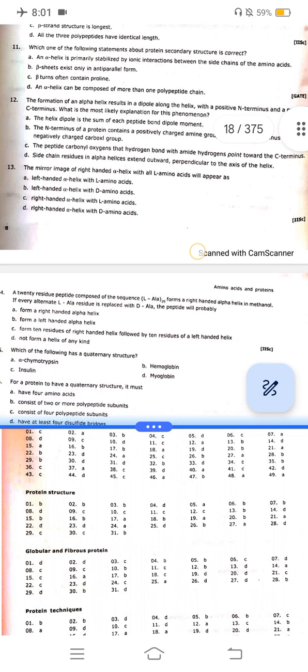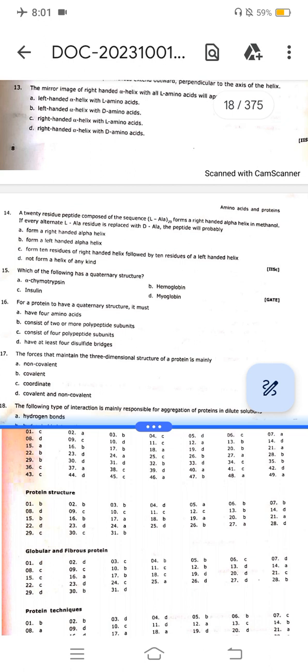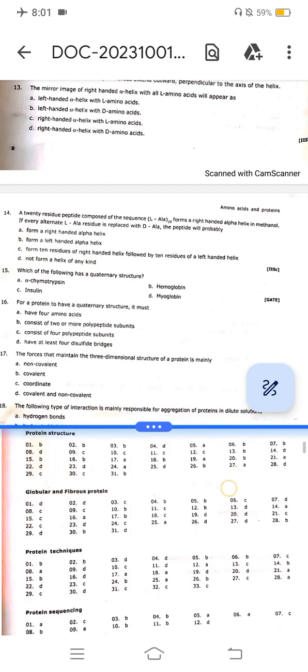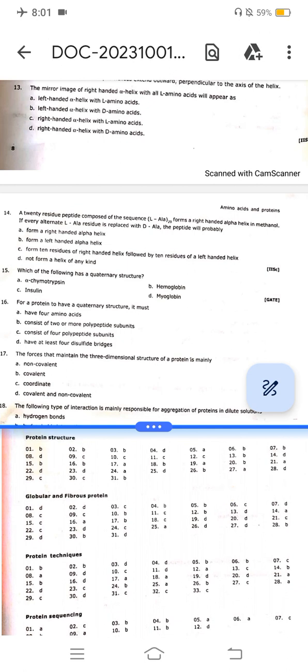Okay. The next question: a 20 residue peptide composed of the sequence given forms a right-handed alpha helix in methanol. If every alternate L-alanine residue is replaced with D-alanine, the peptide will probably... Question 14. The correct answer is actually D. No, I'm sorry, D. Yeah, that's right. D means it will not form a helix of any kind.